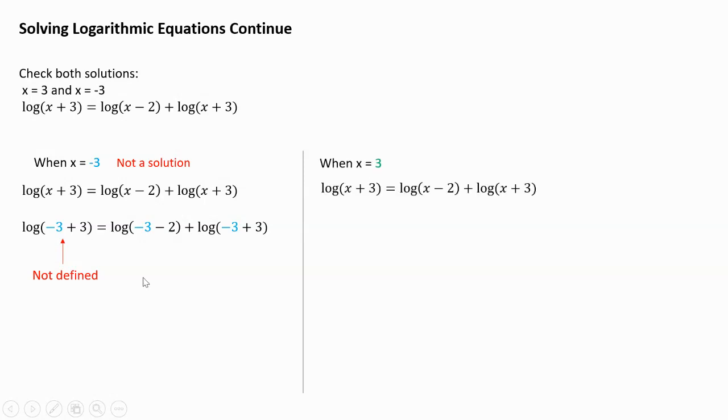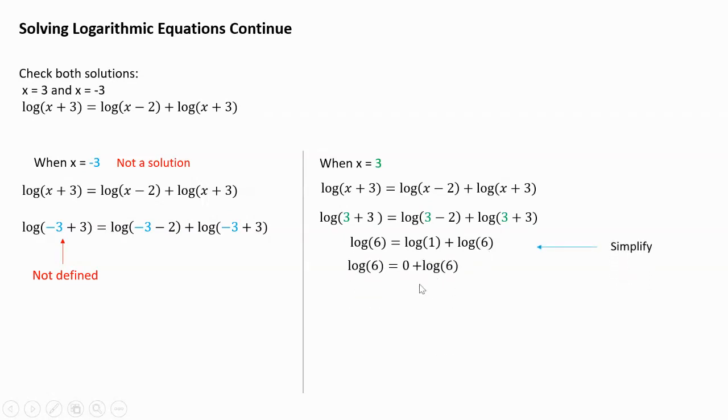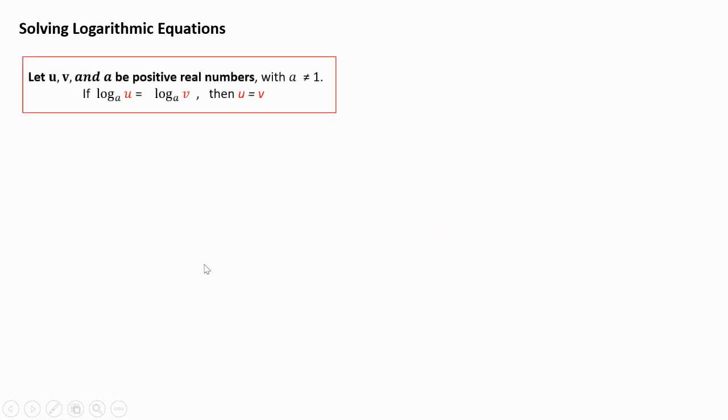Let's plug in the 3. So I'm going to plug in the 3 there, and there, and there. So here we get log base 10 of 6 equals log base 10 of 1 plus log base 10 of 6. Now, we're going to simplify. If you put log of 1 in your calculator, it's going to give you 0. That means that log base 10 of 6 equals log base 10 of 6, so I know the answer is correct. Okay, let's do another one here.